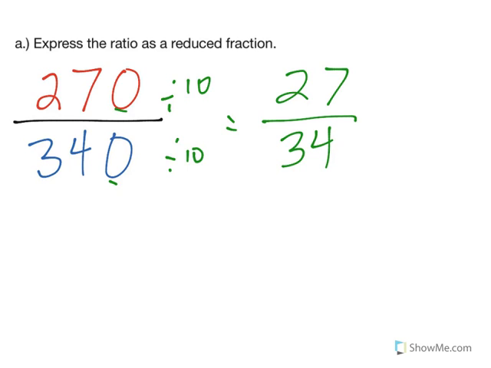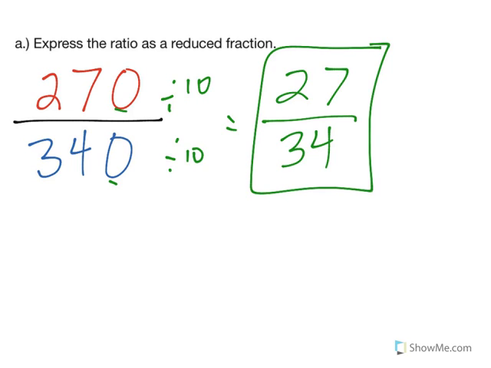And now as you're looking at this, 2 doesn't work. 3 goes into the top but not the bottom. 4's not going to work, even numbers are not going to work because of the 27 being an odd number. 9 goes into 27. That doesn't go into 34. So this is our reduced fraction.